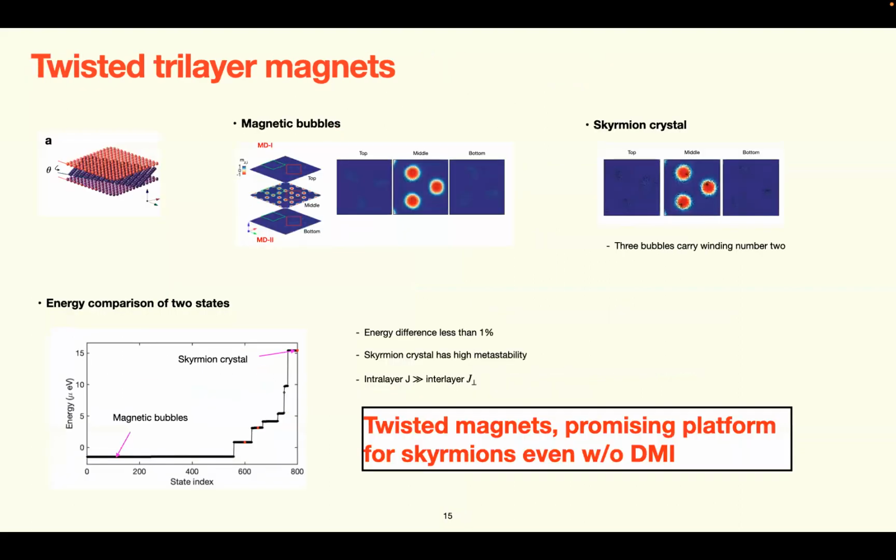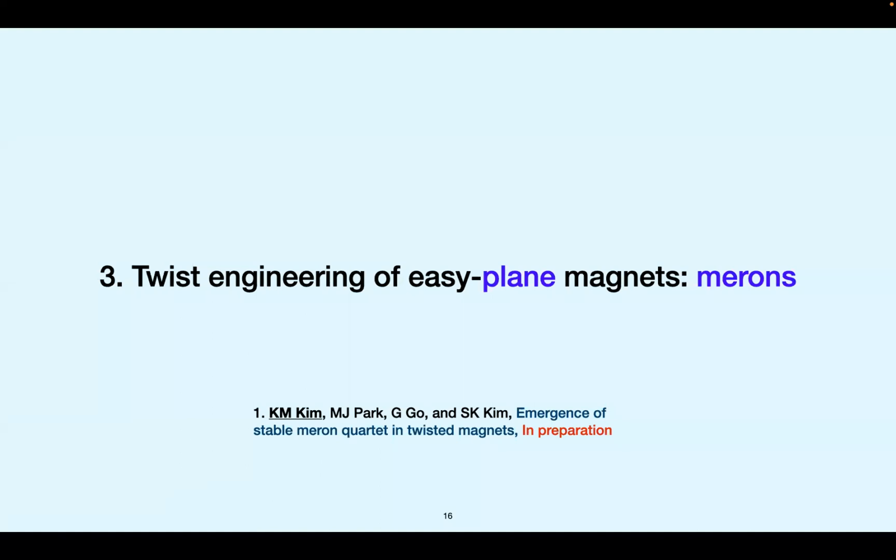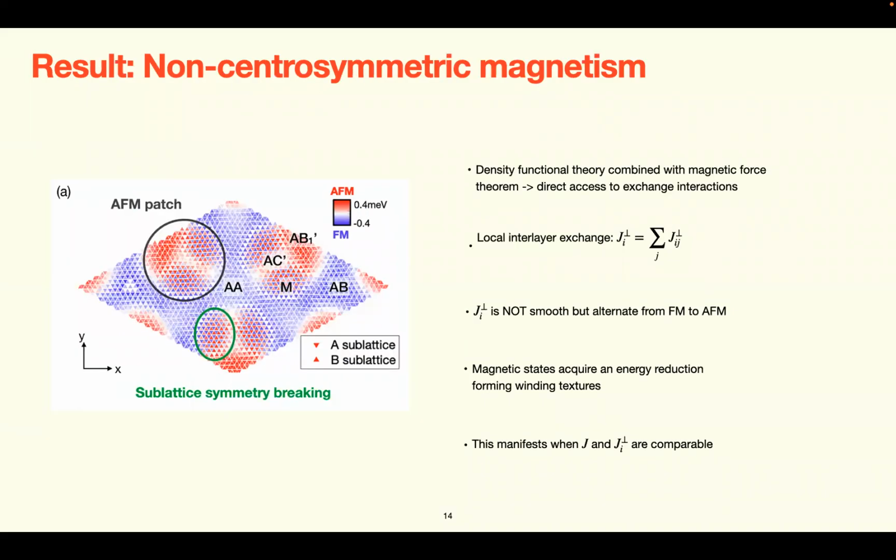Sorry, can I ask before we move on? What's the physical picture in this case? Because the spins are easy axis. Yeah. So then what's the picture of the texture? Sorry, right now I don't have any good intuition. We just conjecture that this complex feature can play a crucial role, but my answer is, I don't know.